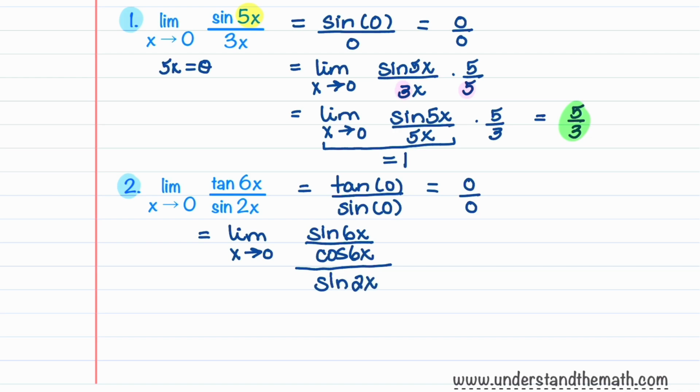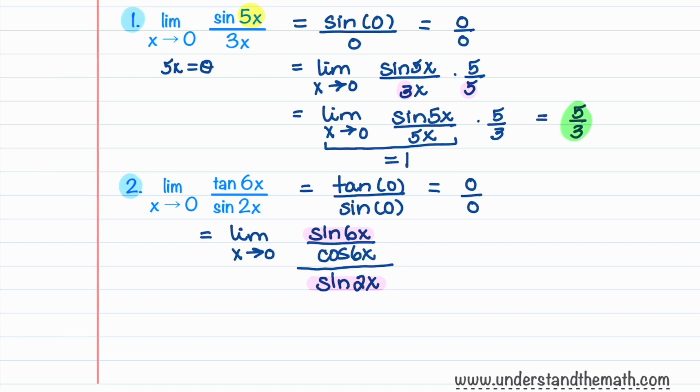Now you can see that we have a sine 6x on top and a sine 2x in the denominator. To evaluate these limits, we need to divide sine 6x by 6x, and we need to divide sine 2x by 2x. So what we're going to do in our numerator is multiply this by 6x divided by 6x, and then in the denominator, we're going to multiply by 2x over 2x.